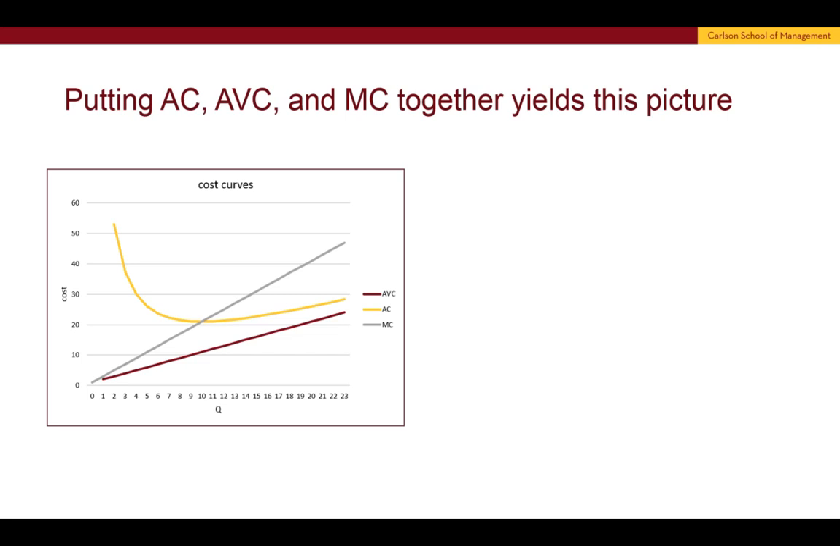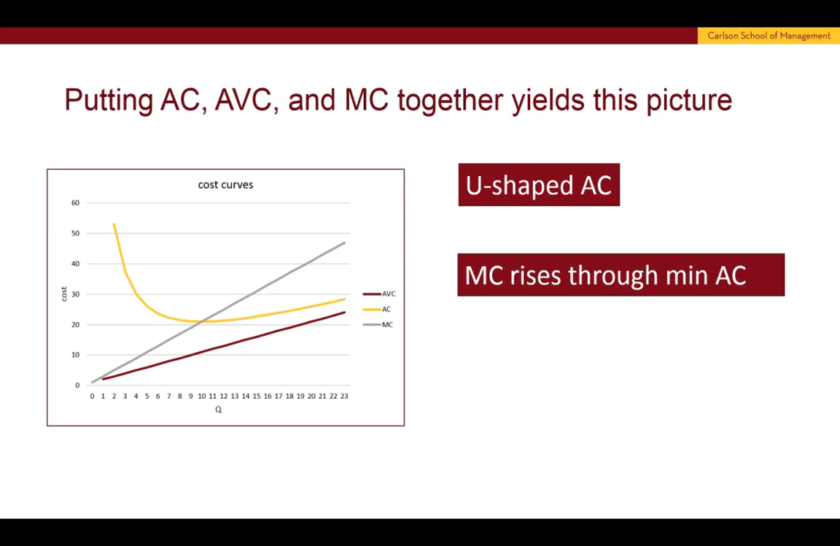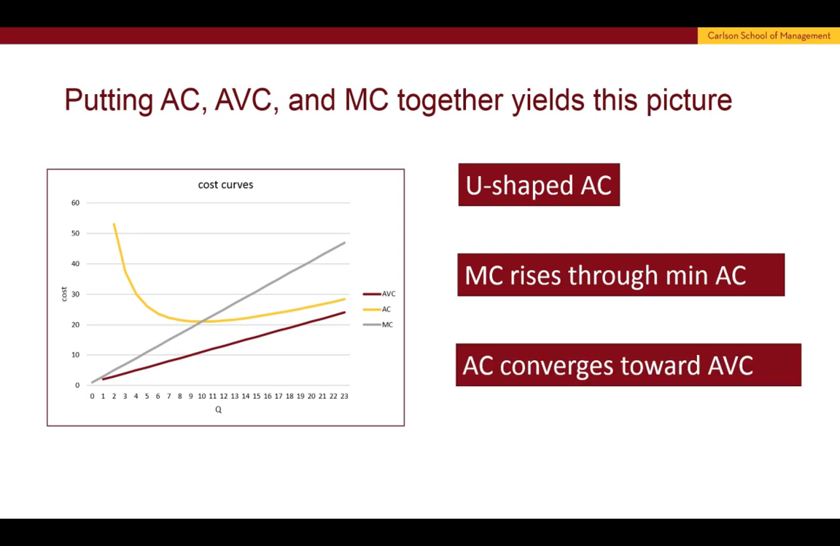Now, if we put average cost and average variable cost and marginal cost together, we get a picture that looks like this. This picture is good to dwell on for a minute because it's kind of handy. We'll use it a bit. So what's going on here? We've got that U-shaped average cost curve. We've got marginal cost that's here a straight line and that rises and comes through the minimum of average cost. And then we have average variable cost, that lower straight line.